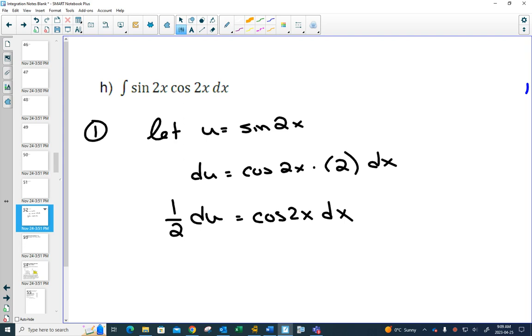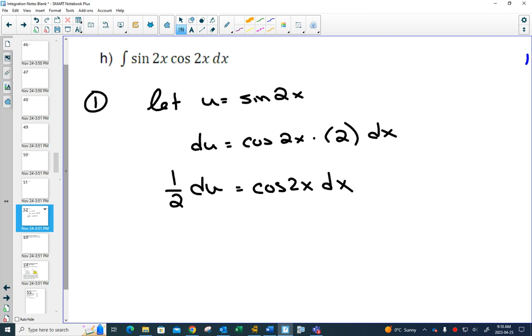So if we let u equal sine 2x, then the derivative would be cos 2x times 2 dx. And this would allow us to do the following substitution. We could substitute sine x for u, and 1/2 du for the cos 2x dx. And this does end up changing it to a much easier integral.